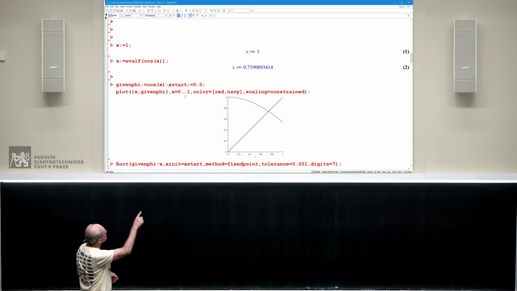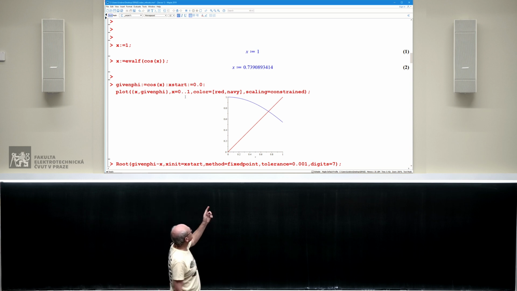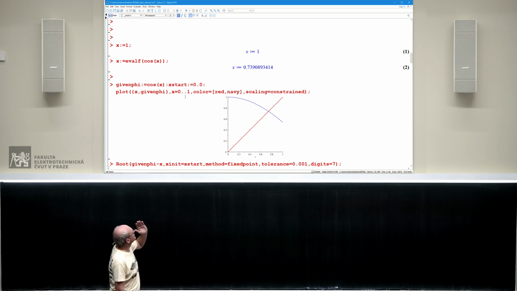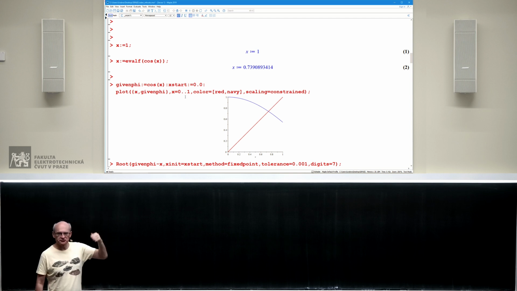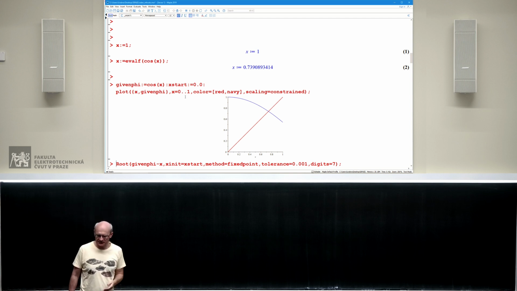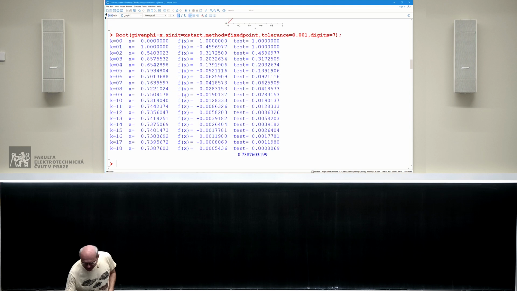So the blue curve, that's the cosine function. The red curve, that's the diagonal. We are looking for the intersection. That's the solution of our equation, but also the fixed point location. And we can try the fixed point iteration. And this is the run that I did by hand when I was pretending to be a calculator. But of course, the procedure can do it too.